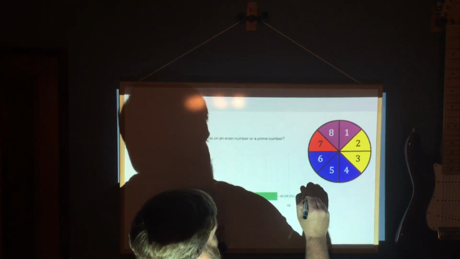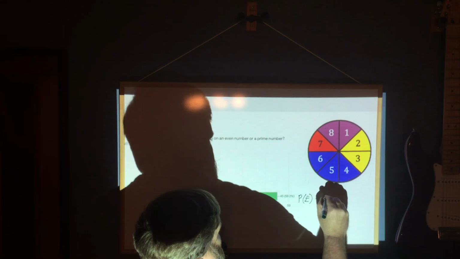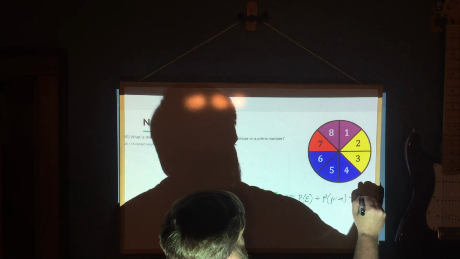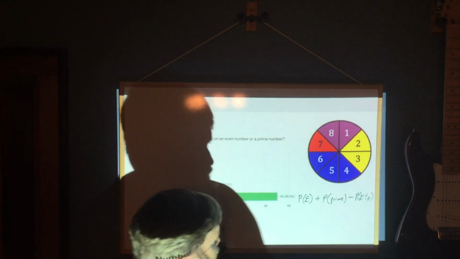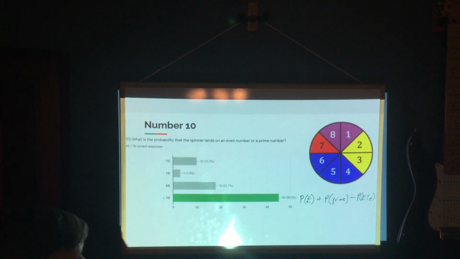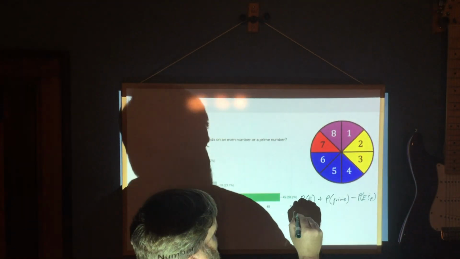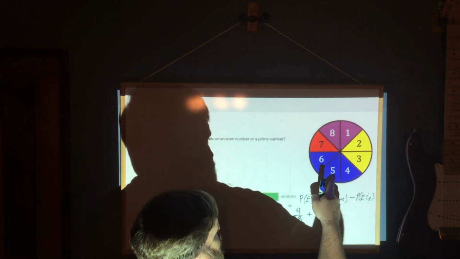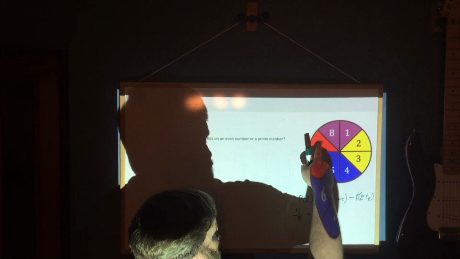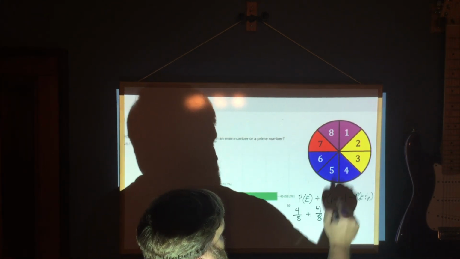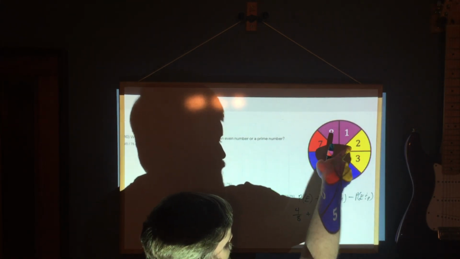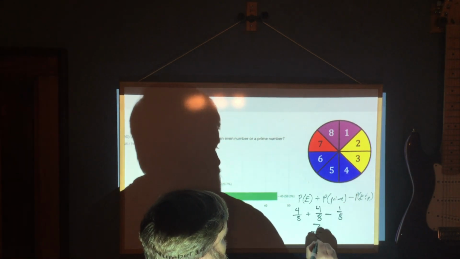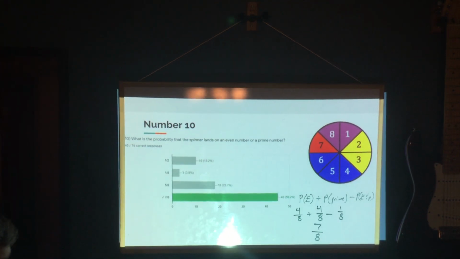So probability of even plus the probability of prime minus the probability of even and prime. I have to use a lowercase p, I don't have enough room. So even, there's 4 out of 8. Prime, there's 1, 2, 3, 4 of those as well, minus the one that is both prime and even. 4 and 4 make 8, minus 1 is 7. So we get 7/8.